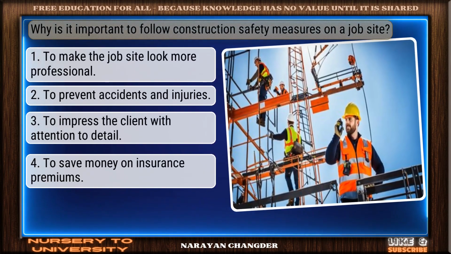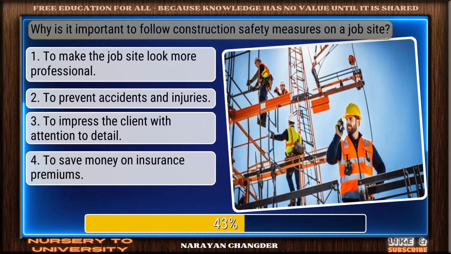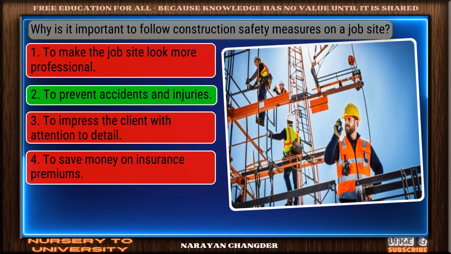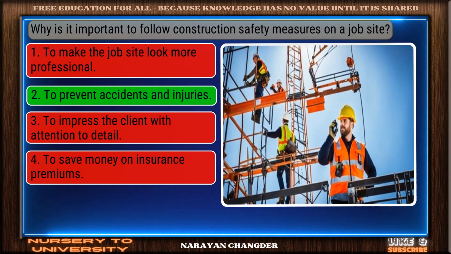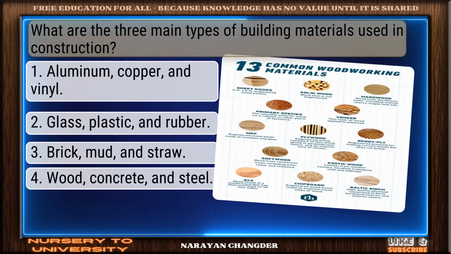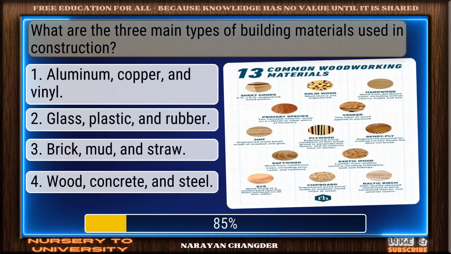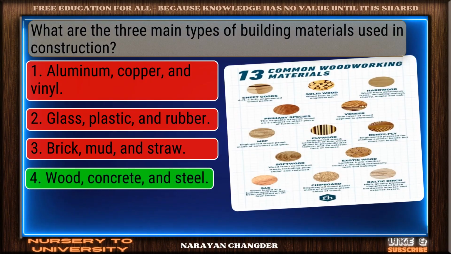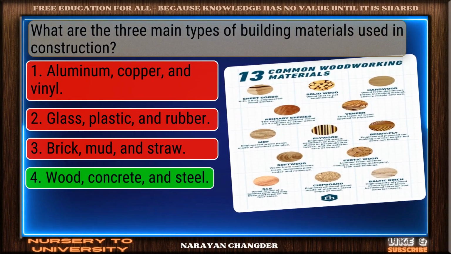Why is it important to follow construction safety measures on a job site? Right again. To prevent accidents and injuries is a valid answer. What are the three main types of building materials used in construction? Good thinking. Wood, concrete, and steel is the right answer.